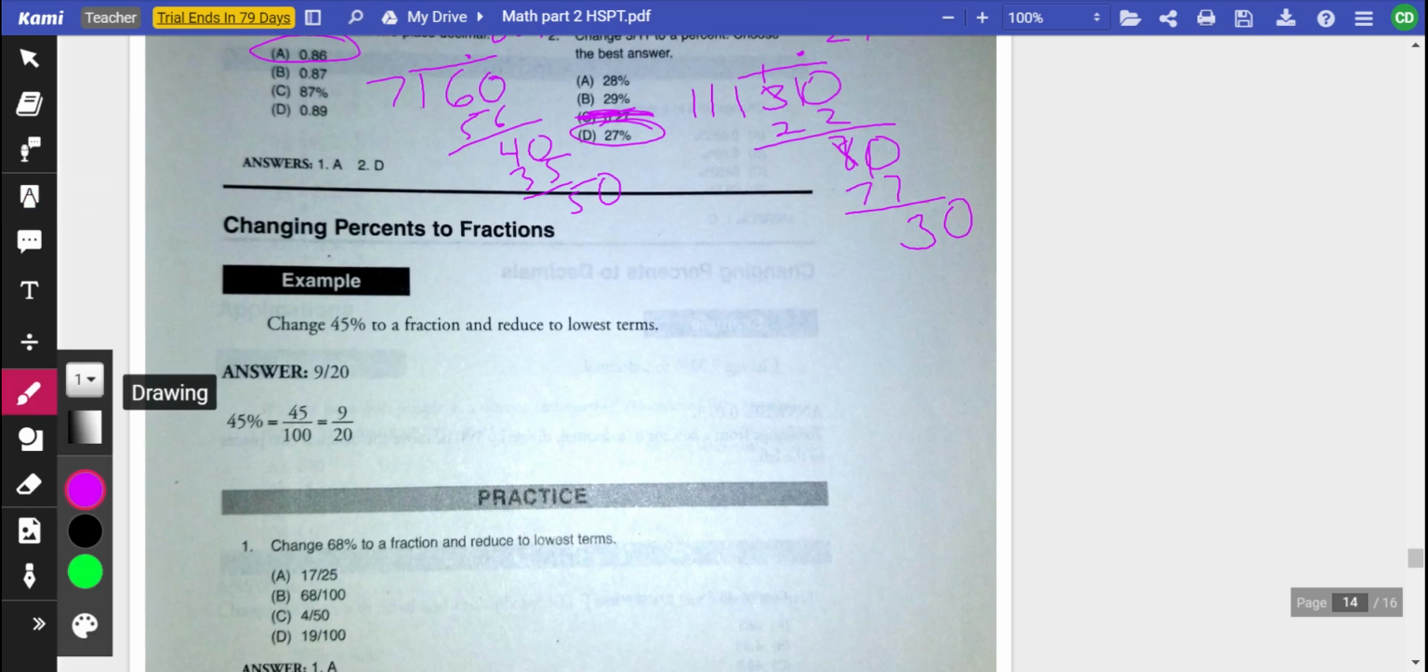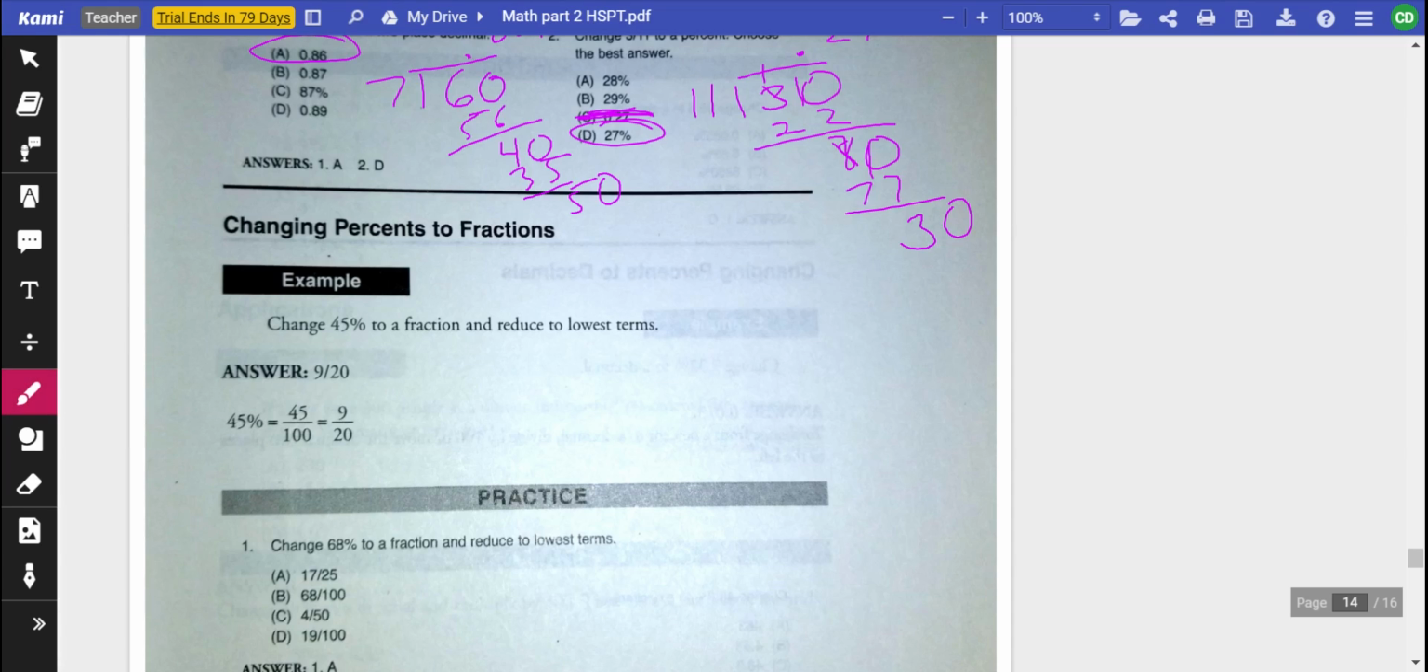Then our next one is changing our percents into a fraction. This is pretty straightforward and pretty easy. We know that this is out of 100, right? Just like a test score. So 45 out of 100. And then you got to look to see, is there a GCF to reduce by? Again, if you don't think of it, look at your ending numbers.